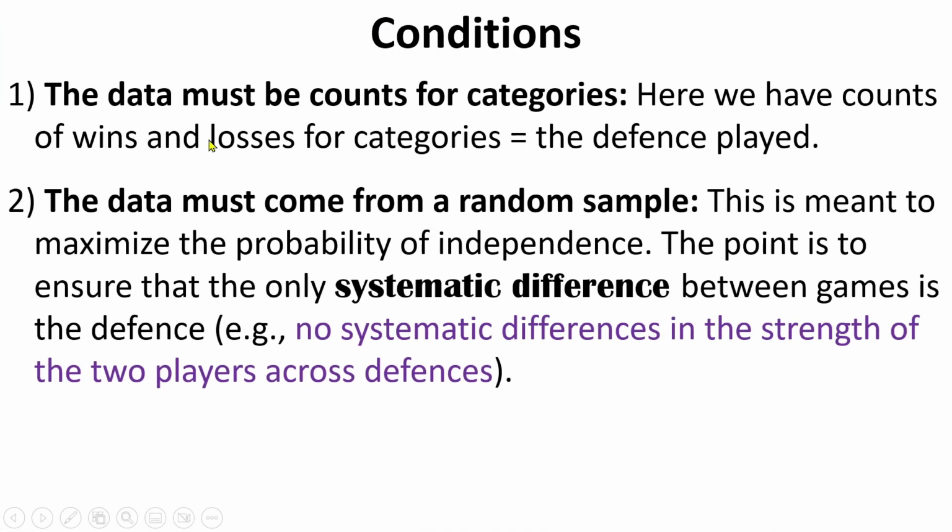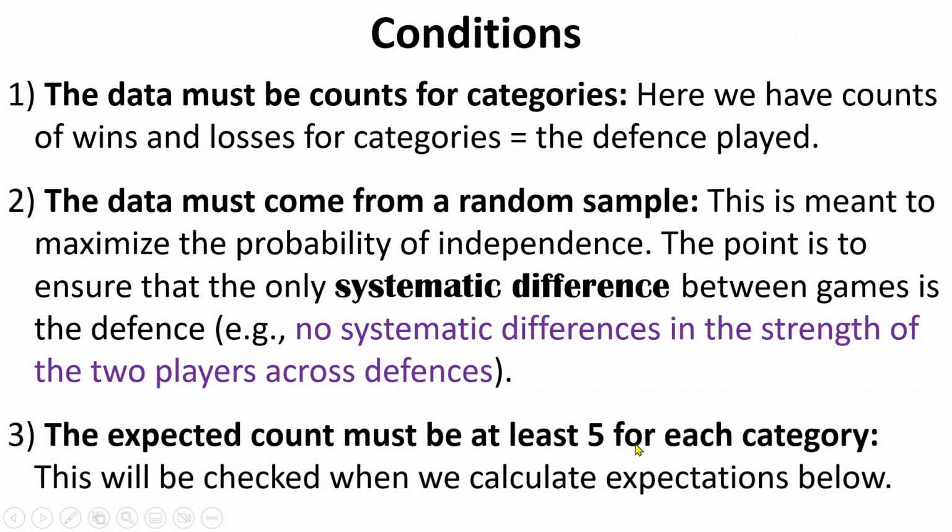So the conditions are satisfied. We have these two conditions. We have categorical data. We have a random sample. And the last condition is probably the one you're most often going to need to check or be asked about. And that is that the expected count must be at least 5 for each category. And note, that's the expected count, not the observed count. We'll talk more about that once we calculate those expectations.